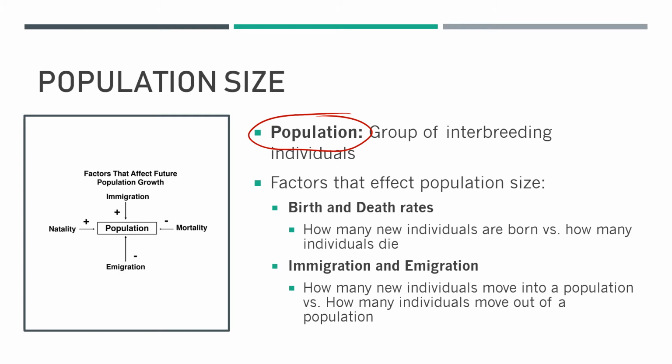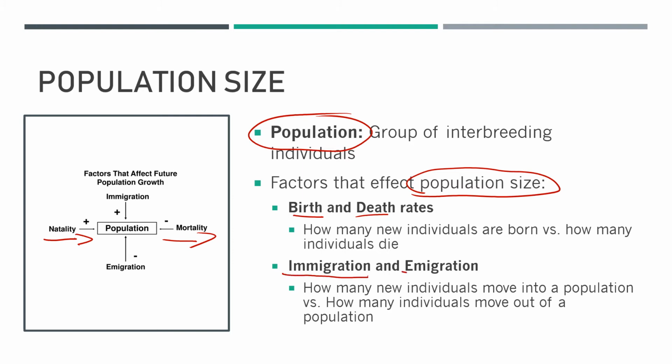So factors that affect a population size are going to be your birth and your death rates. How many individuals are being born versus how many individuals are dying. So we call this natality and mortality, right? Individuals that are born increase the population, individuals that die decrease the population.